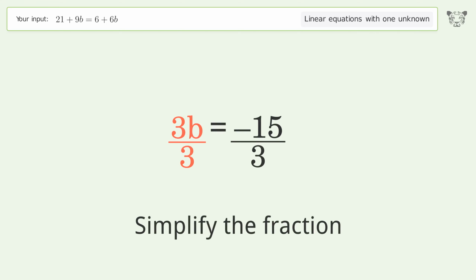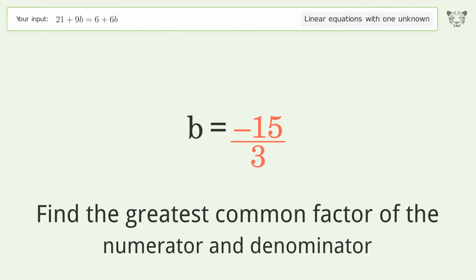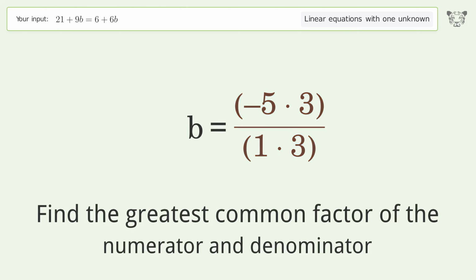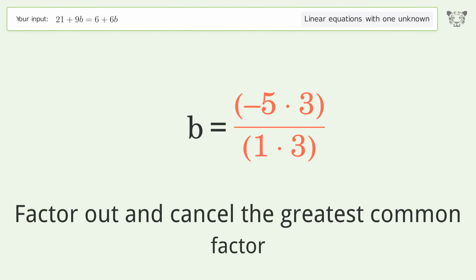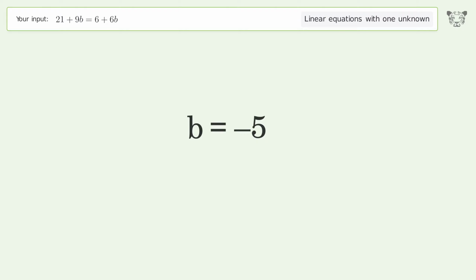Simplify the fraction. Find the greatest common factor of the numerator and denominator. Factor out and cancel the greatest common factor. And so the final result is b equals -5.